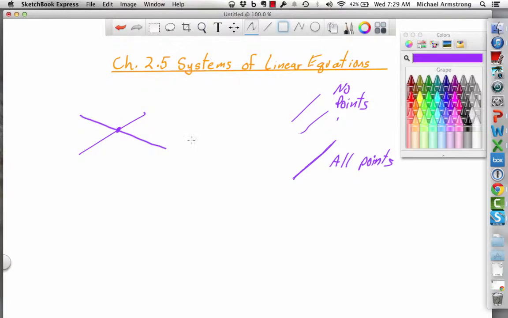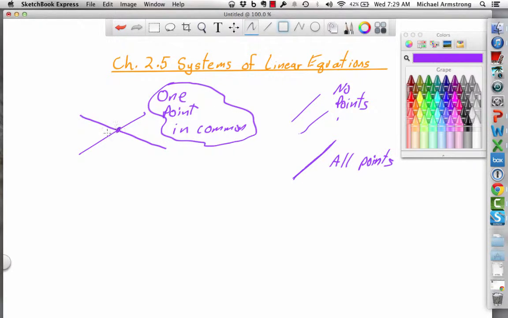Okay, but the most common is just two random lines that eventually cross each other, and they have one point in common. And that's kind of what we're going to work on. I'm going to go ahead and write it in common. All right, one point in common, and this is the important thing that we need to pay attention to.